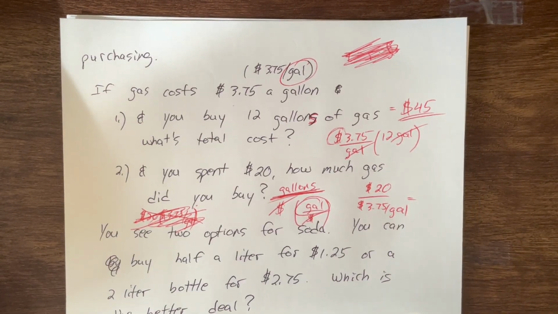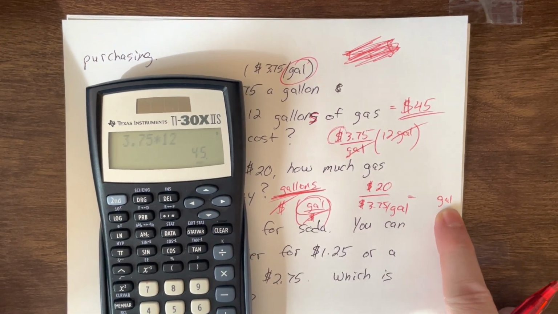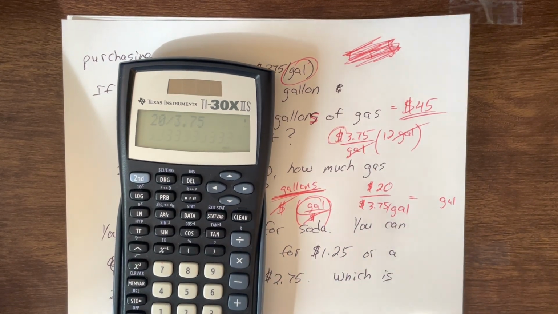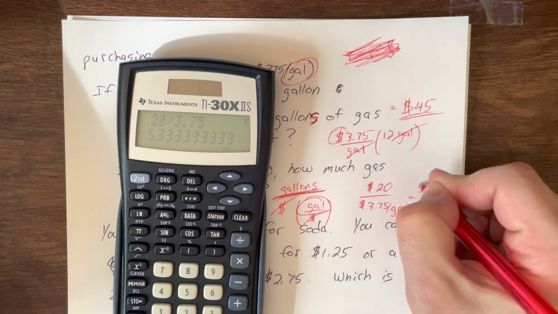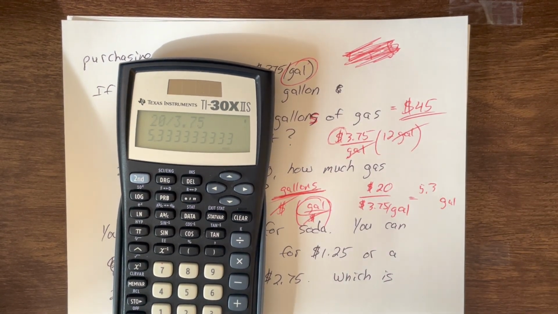So now when we actually do this arithmetic, the gallons are the correct unit, and that supports that that's the work I need to do. 20 divided by 3.75, so approximately 5.3 gallons, and change, 5.3 gallons.